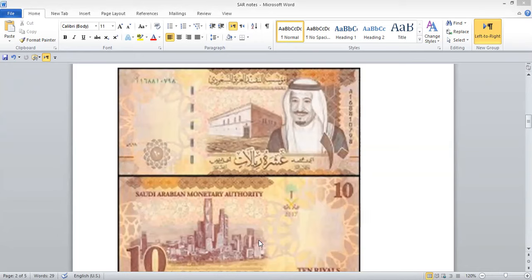This is 10 real. This is a currency note of 10 real. Yes, 10 real. It has a value of, this currency note has a value of dash.